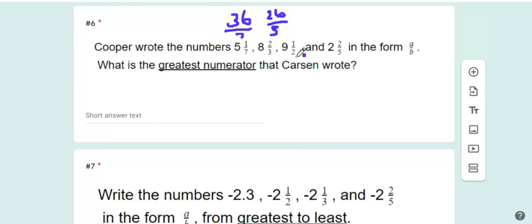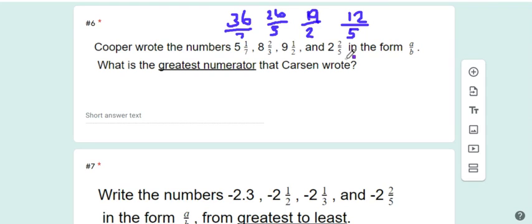9 and a half, using the C method, I would go 2 times 9 is 18. 18 plus 1 is 19, all over the original denominator of 2. So 19 halves. And 2 and 2/5, I would have 5 times 2 is 10. 10 plus 2 is 12, all over the original denominator of 5.